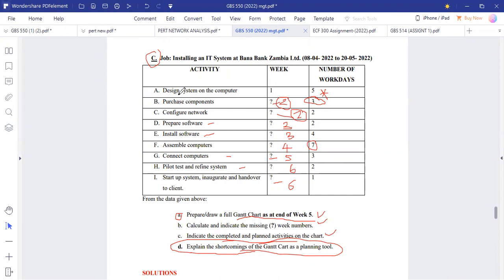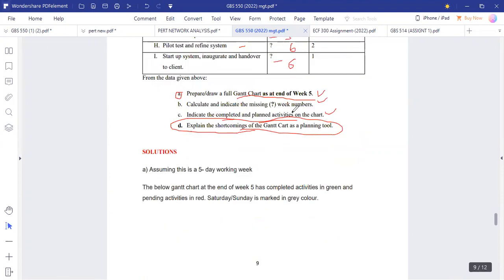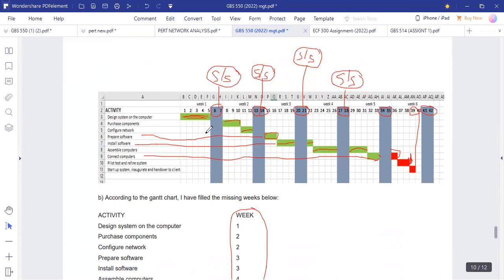Okay, so here we have design system on the computer. We are just within 1 week. So you can indicate the week, like design the system on the computer is in week 1. Purchase components and configure network, if you're supposed to put in weeks, you can say these are done in week 2. They can be completed in week 2. The configure network is completed in week 3. Same as the other one here, but this other one, install software, is completed in week 4, but it started in week 3, and completed in week 4.